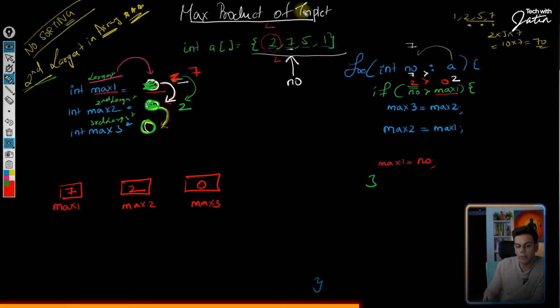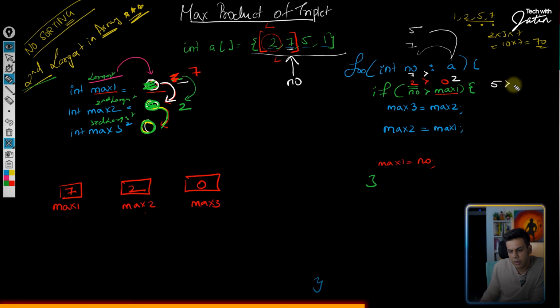If you notice carefully, for these two elements, 2 and 7, max 1 knows that 7 is the largest number. Okay, 2 is the second largest number. Okay, and we don't have the third element right now, so max 3 is 0 right now. All right, now here comes the third number. The third number is going to be 5.